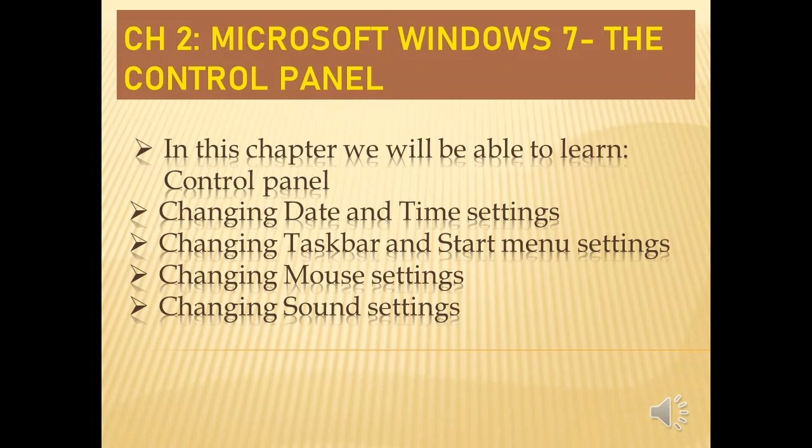Hello students, today we are going to start with Chapter 2, Microsoft Windows 7, the Control Panel. In this chapter, we'll be able to learn about Control Panel, how to change the date and time settings, how to change the taskbar and start menu settings, changing the mouse settings, and also changing the sound settings.